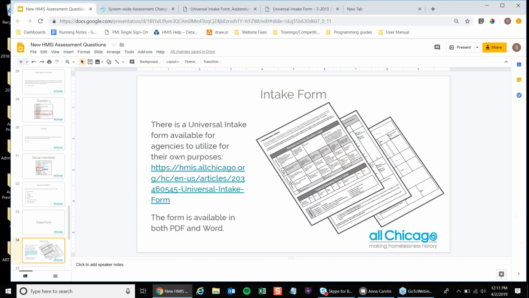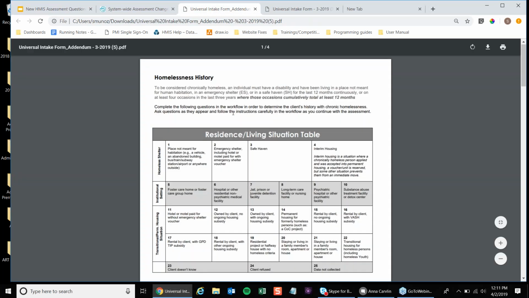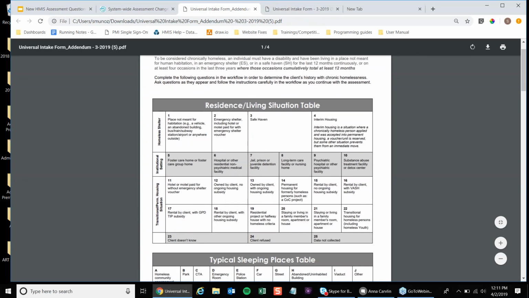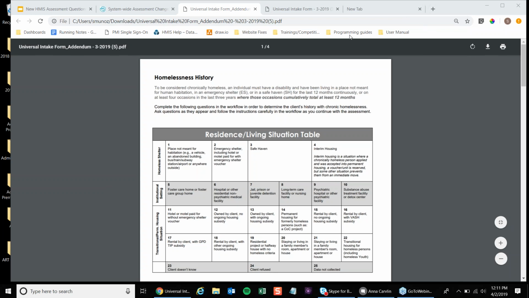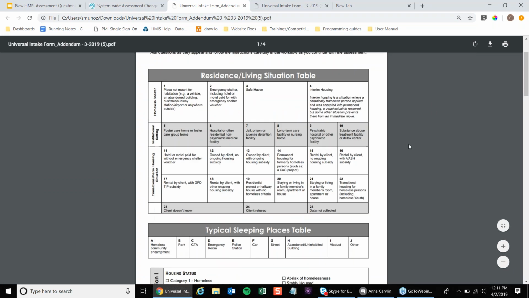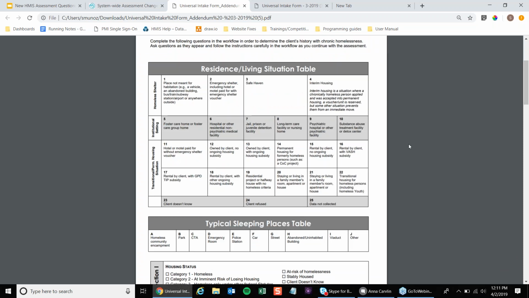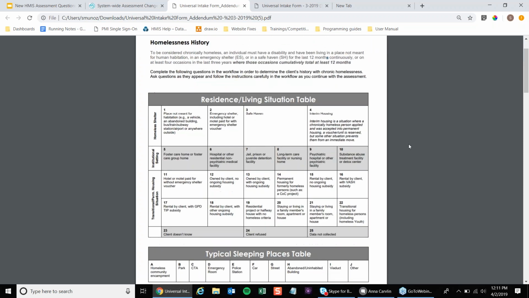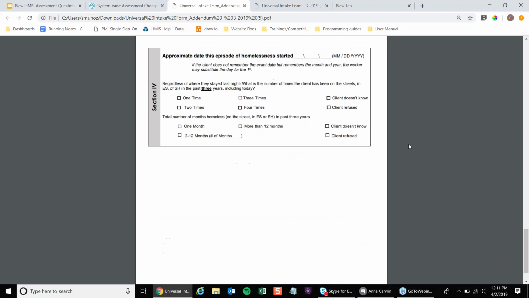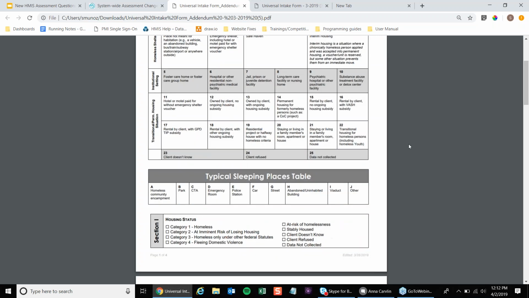And let's actually take a look at the form. So this is the addendum. We currently have this addendum for agencies that already have their intake forms completed and may not be able to do another printing of their intake forms until several months down the line. If you can't do that, we have this 4-page addendum for whatever intake form you currently have.